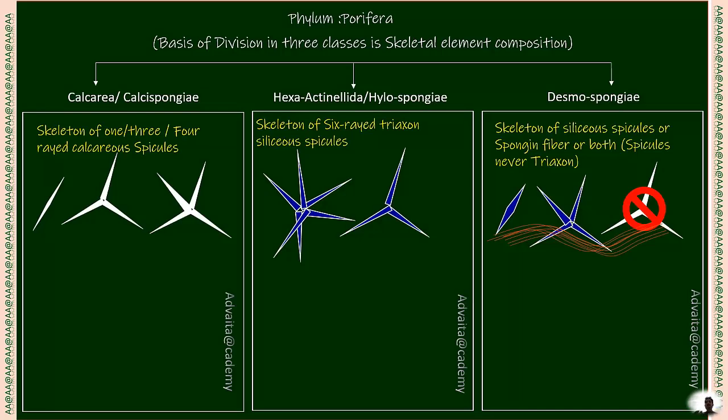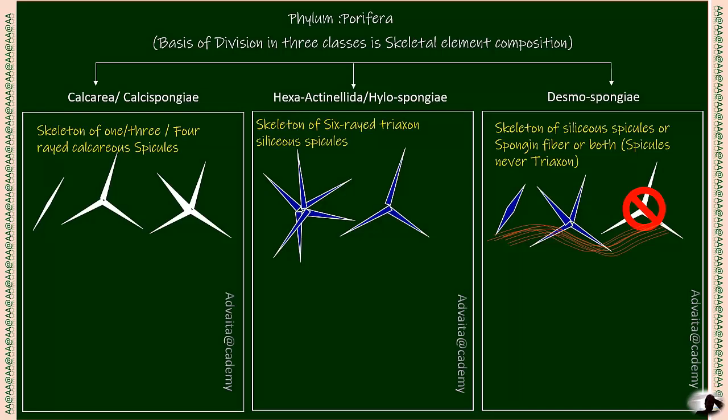Now, let us see another thing that is important in Desmospongia. Desmo itself means the ligament, the connections. Meaning there is something that connects things. That is spongin, spongin fibers, which are protein fibers. So what we can see here is that in Calcarea there are calcareous spicules, in Hexaactinellida there are 6-rayed spicules, and in Desmospongia there are siliceous spicules, but they are not triradiated, and there are spongin fibers.